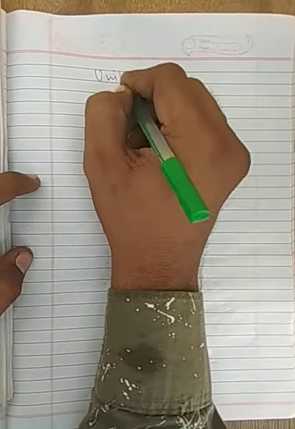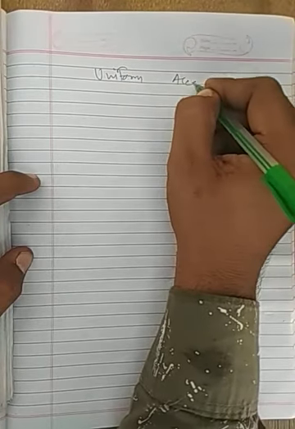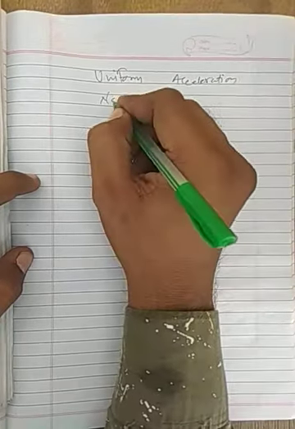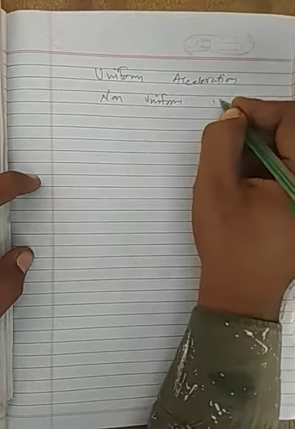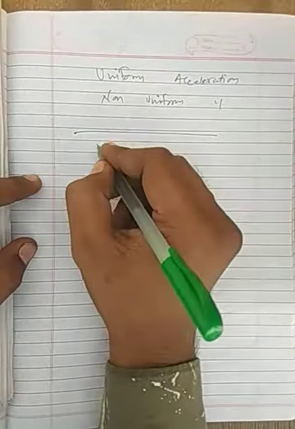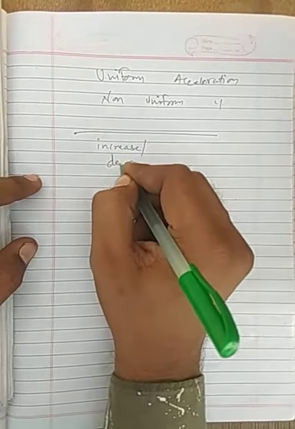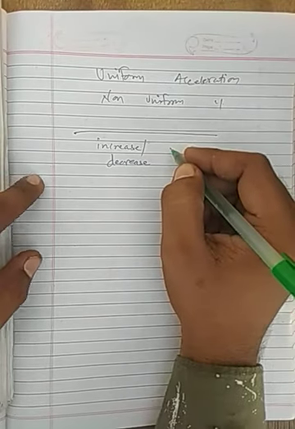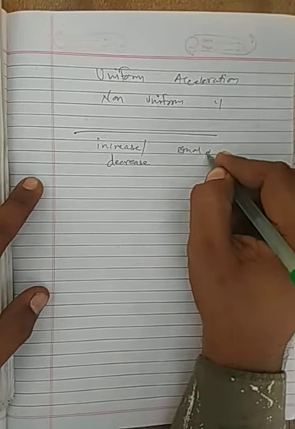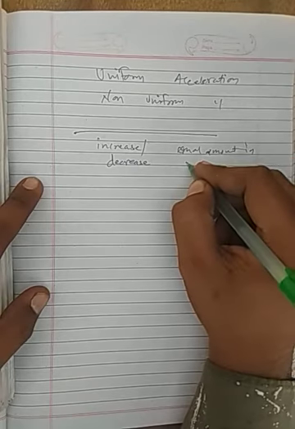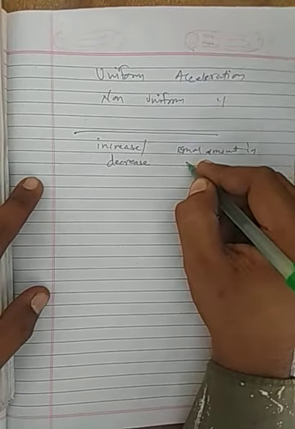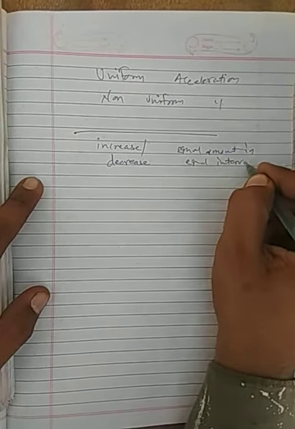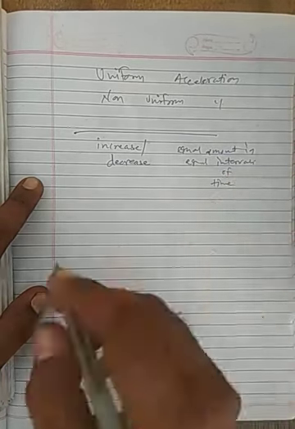Now there are another two kinds of acceleration, that is uniform acceleration and non-uniform acceleration. Let's see what this is. If an object is traveling on a straight line and its velocity increases or decreases by an equal amount in equal intervals of time, now what does this mean?